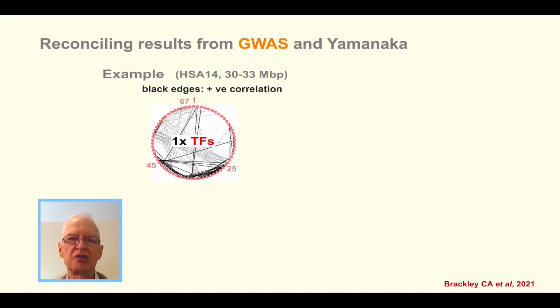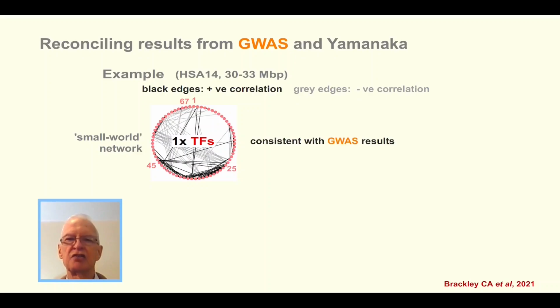The black edges represent positive correlation, where the 2 pink beads are going to be on together. But of course, in some situations, one is on and the other is off. In other words, there's a negative correlation, and they're shown as the gray edges. So it's definitely a small world network where many lines connect each bead to other beads, and it's consistent with the GWAS results.